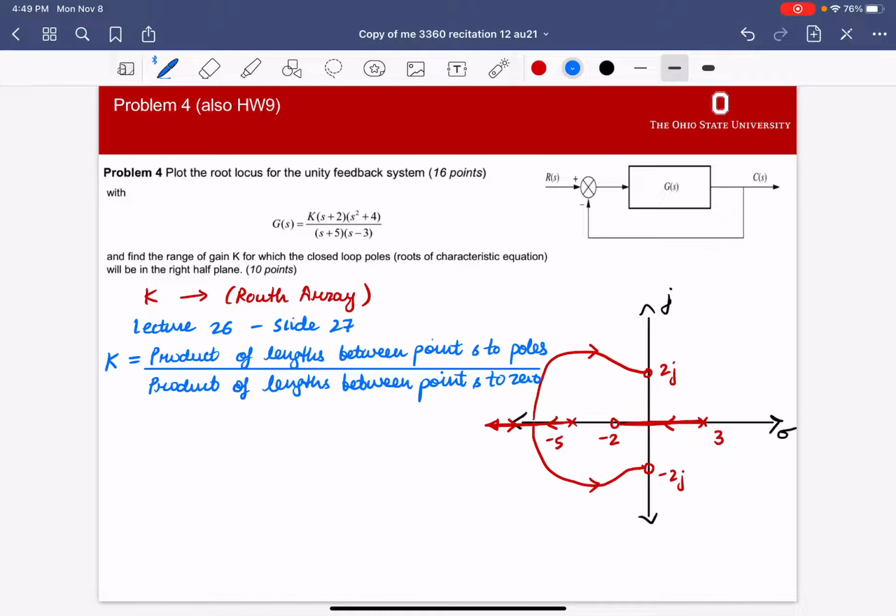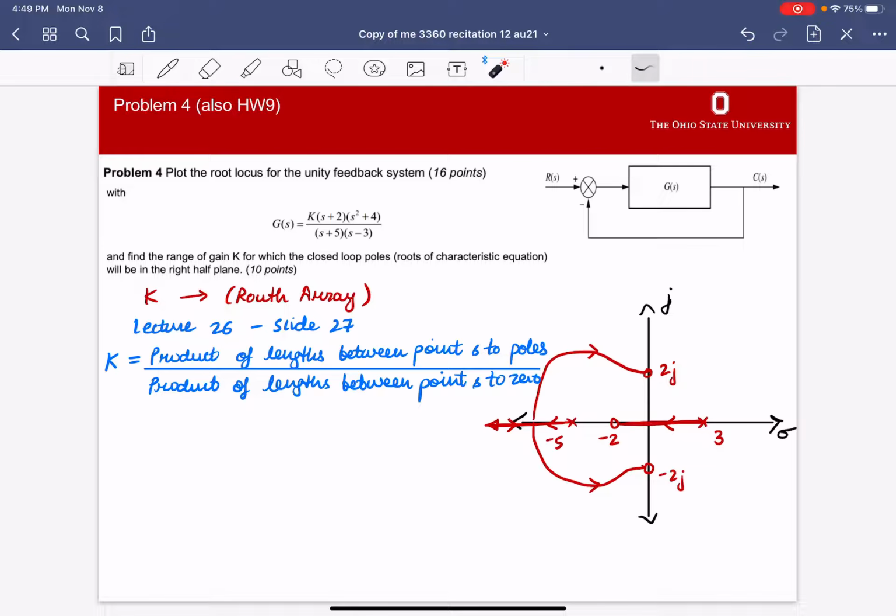So essentially what he's saying is that let's say we had any arbitrary point on our root locus. So let's say this was the point that I'm talking about. I can find the gain at this point on the root locus by calculating these different distances that this point makes with the poles and the zeros of the system. And then we want to take the product of the lengths of the poles in the numerator and the product of the lengths of the zeros in the denominator.